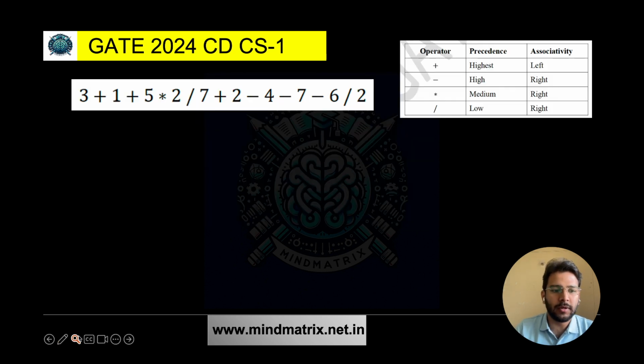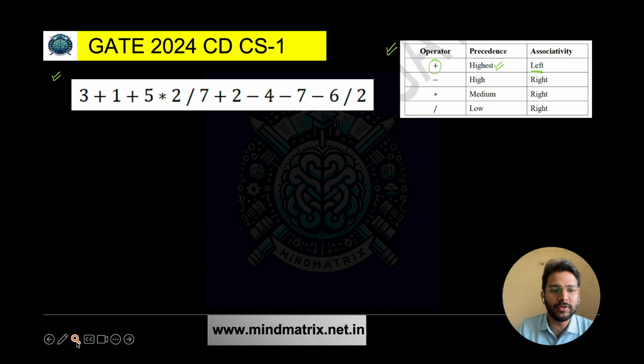So here we have the precedence and associativity of all the operators given to us, and this is the expression that we have. Now, first we need to focus on the precedence of the operators, right? Here, plus is having the highest precedence, and the associativity that we have is left associativity.